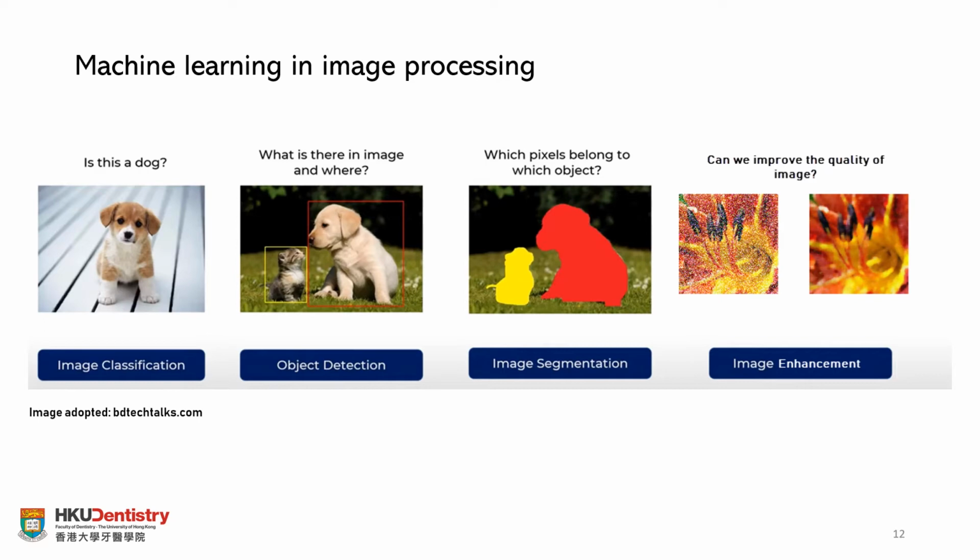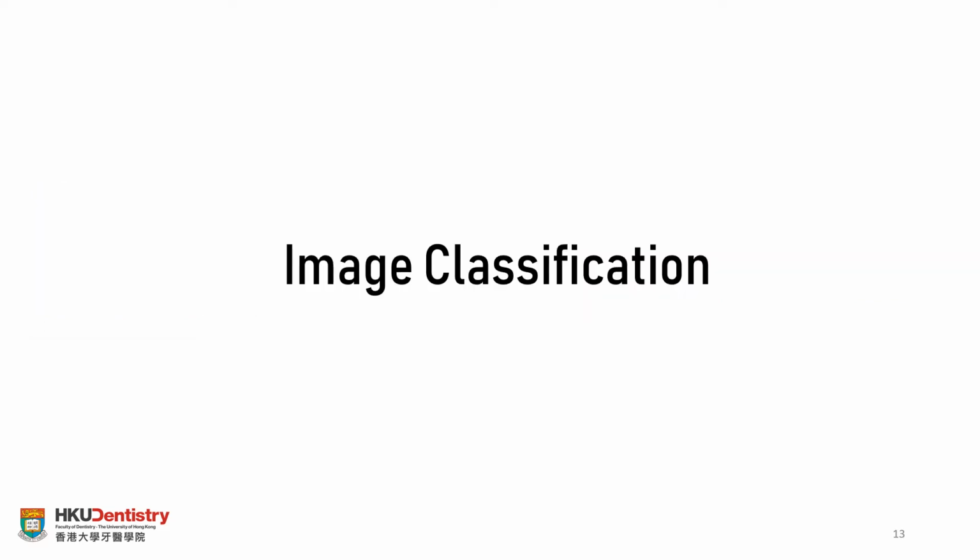Sometimes we even want to be more accurate and more precise, and we want to extract the specific pixels that belong to a specific object, the exact pixels that belong to that object. In this application, we need to develop an image segmentation model, the third column that you can see here. And the last one is image enhancement: we have some noisy or low quality images, and we want to improve these images using a machine learning model. Let's start with image classification.